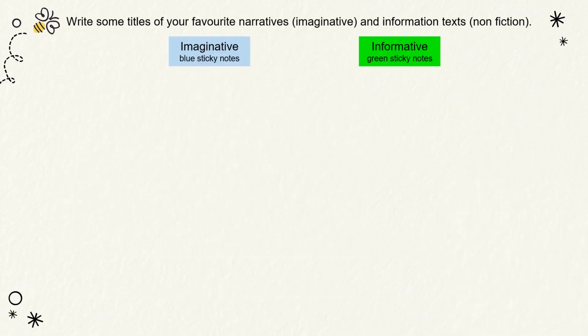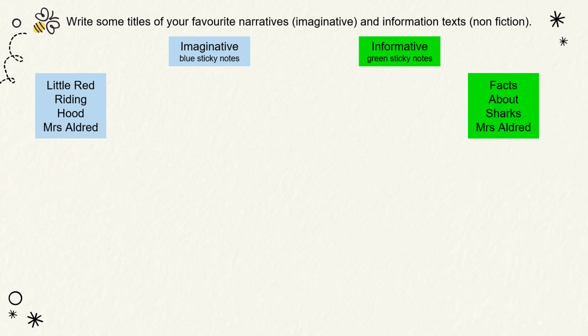Boys and girls, here's a copy of a Jamboard page. What I'd like you to do is write me some titles of your favourite narratives, that's imaginative books, and some information text. So use the sticky notes. You can make them blue for your imaginative text and green for your information text. Have a look at mine. I've got Little Red Riding Hood and I've put my name down the bottom, and from my informative one, I've got facts about sharks and I've put my name on it. So you can find a copy of this in the writing folder.